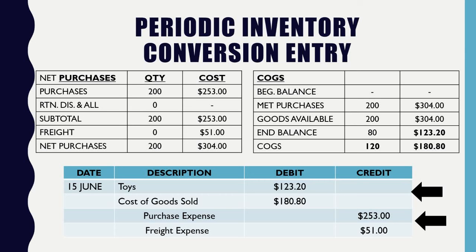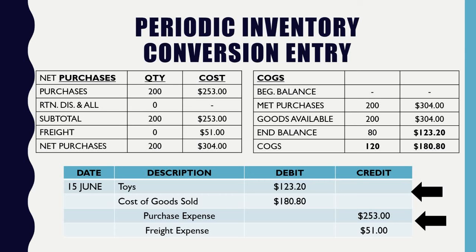We recognized that we purchased a total of 200 items, costing me $253. And then, of course, the separate freight cost me a total of $51, giving me my ending balance on both sides to be a total of $304.